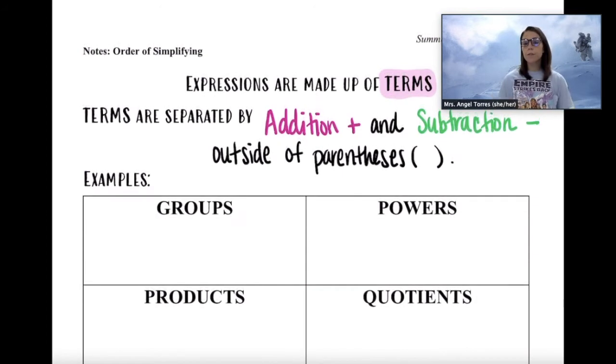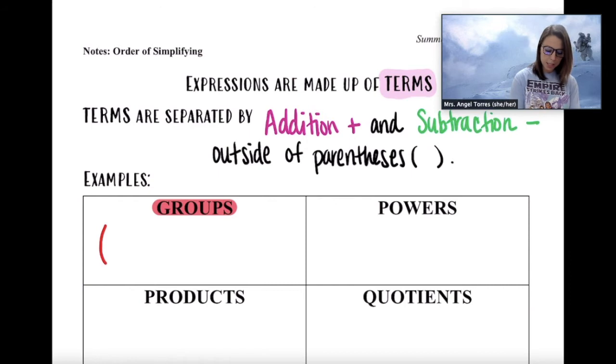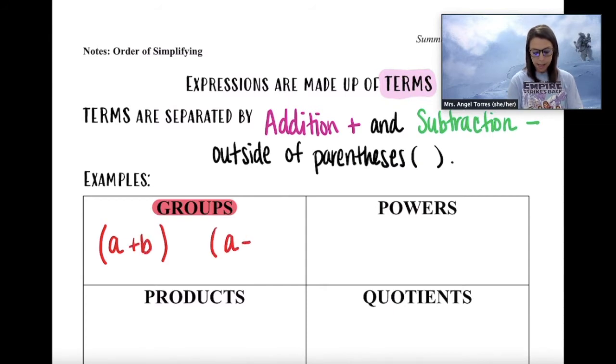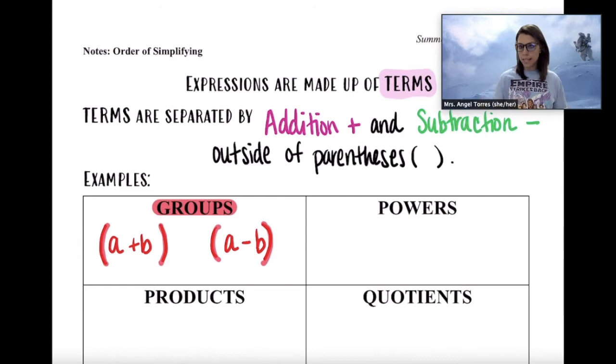practice. The first type of term that we're going to look at is what's called a group. Now for this class, a group will just consist of whatever is inside of parentheses. Now inside of parentheses you could see a sum or you could see a difference. But what's really telling you that this is a group are those parenthesis symbols. These grouping symbols around the sum and the difference, and whatever's inside makes up that term.